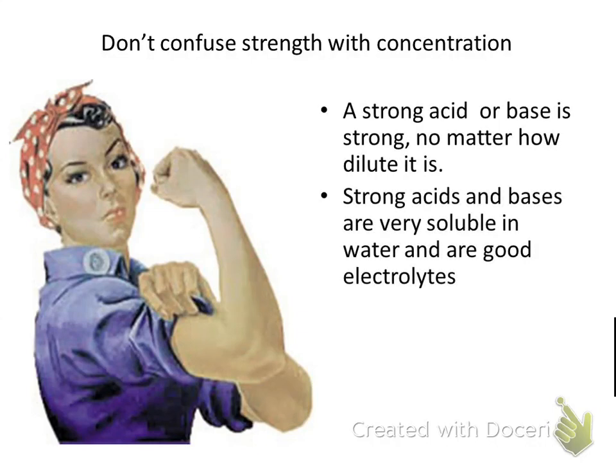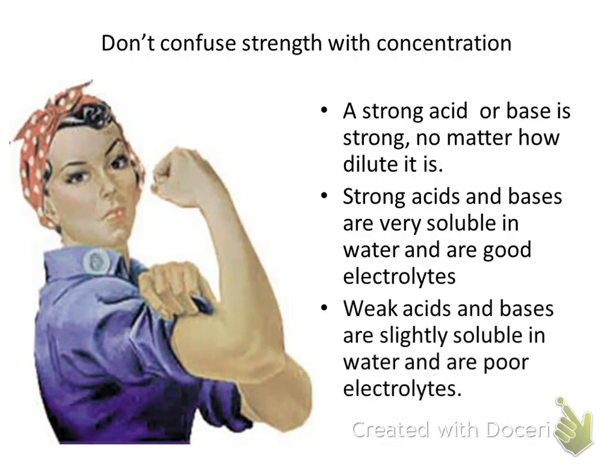Strong acids and bases are very soluble in water and are good electrolytes, so they're good conductors of electricity. When we say they're very soluble, again, we're talking about the dissociation. Weak acids and bases are slightly soluble in water and are poor electrolytes. So there's your review. Hope you enjoyed it.